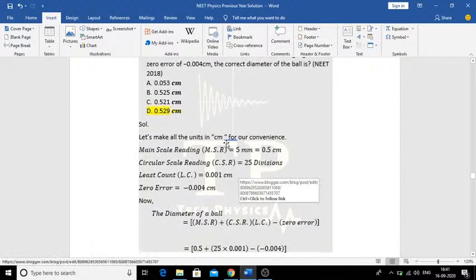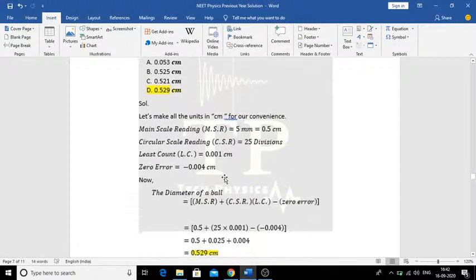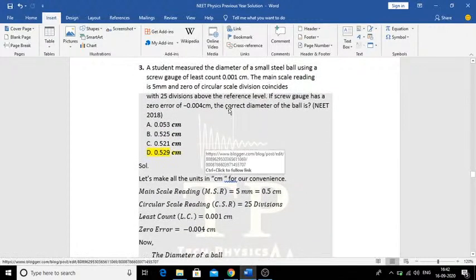Let's make all the units in centimeter, because units should be in the same system, that is CGS, MKS or SI. So I have taken all the units in centimeter. Main scale reading will become 0.5 centimeter, circular scale reading is in divisions, so it will be as it is, and least count will become 0.001 centimeter, which is already given in centimeter only, so nothing to worry here. And the zero error is minus 0.04 centimeter, because here it is written as minus 0.04 centimeter.